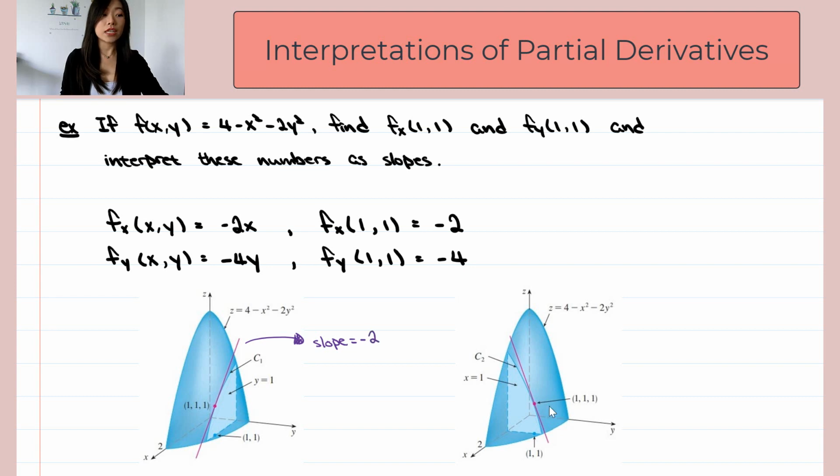Similarly for the partial derivative with respect to y. So C2, which is the blue curve, is the intersection curve of the surface and the plane x equals 1. And at this point 1, 1, and 1, we can draw a tangent line on C2. And we found that the partial derivative with respect to y at this point is negative 4, which means this purple line, which is the tangent line at this point of C2, has a slope of negative 4.